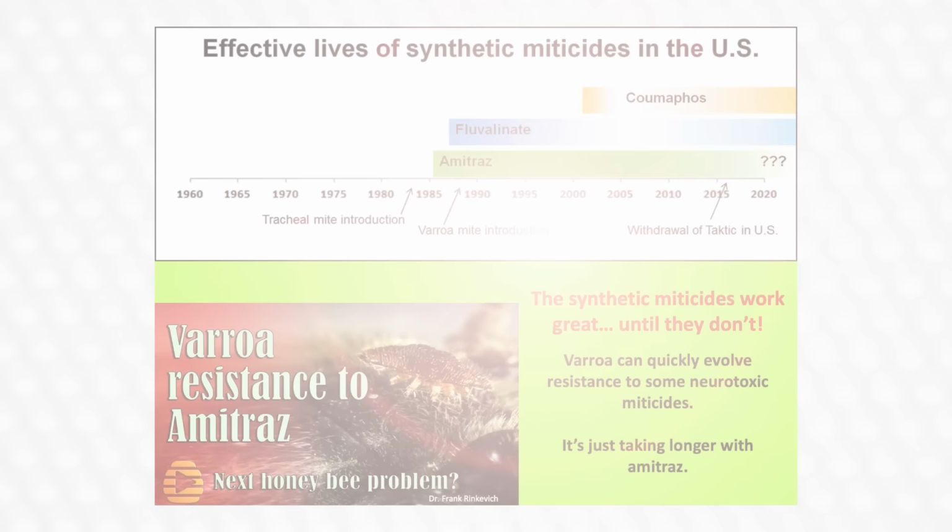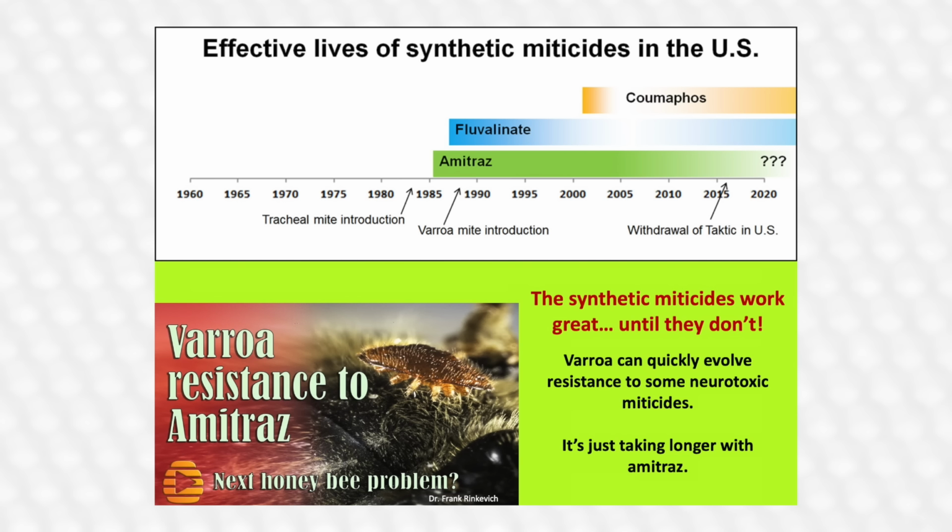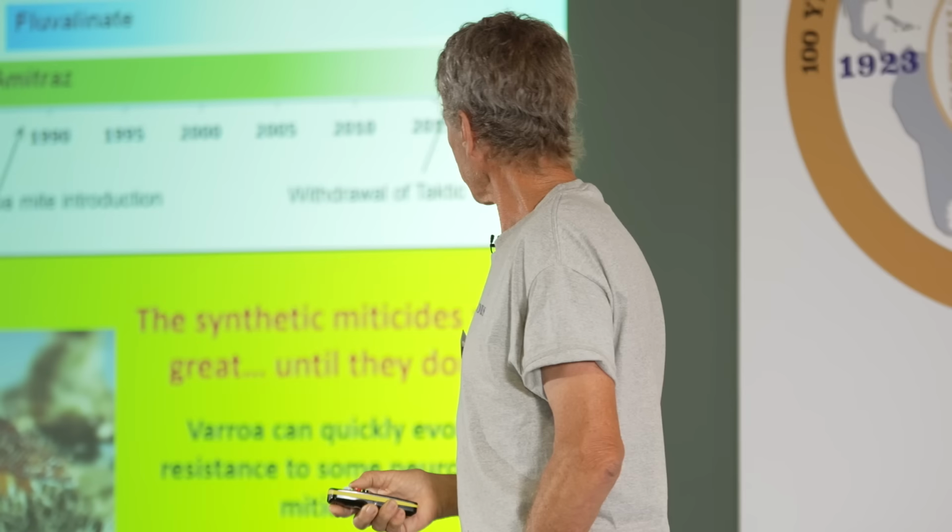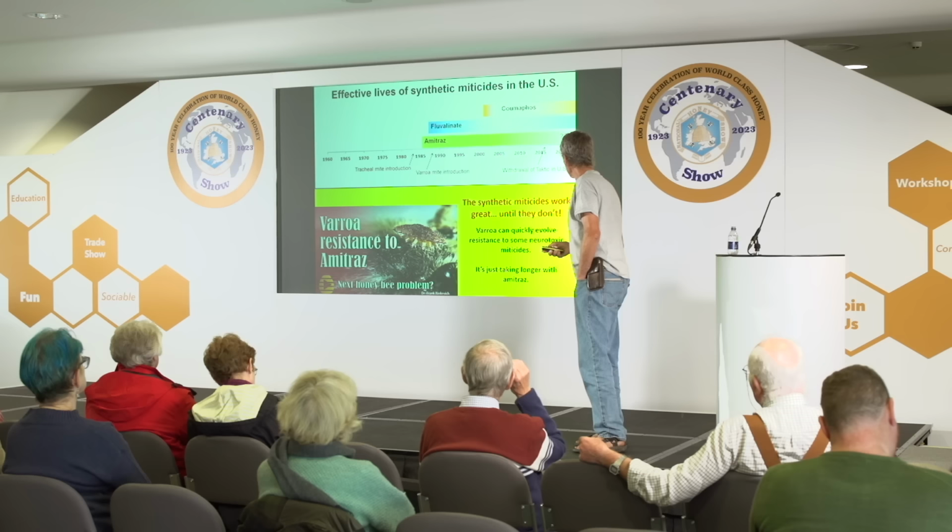The synthetic miticides only require a mutation in one gene in order to gain resistance, and the mites have shown they can do that very well. For fluvalinate, we got Varroa right around here, 1987. Within 6 years, fluvalinate was not working. Coumaphos replaced it within 3 years. It didn't work. And amitraz, which had been minor used early on, all the beekeepers shifted over to amitraz. All but me shifted over to amitraz because I thought resistance would happen quickly again, and I got off that bandwagon. But it didn't. It's taken until the last couple of years for amitraz to show resistance.